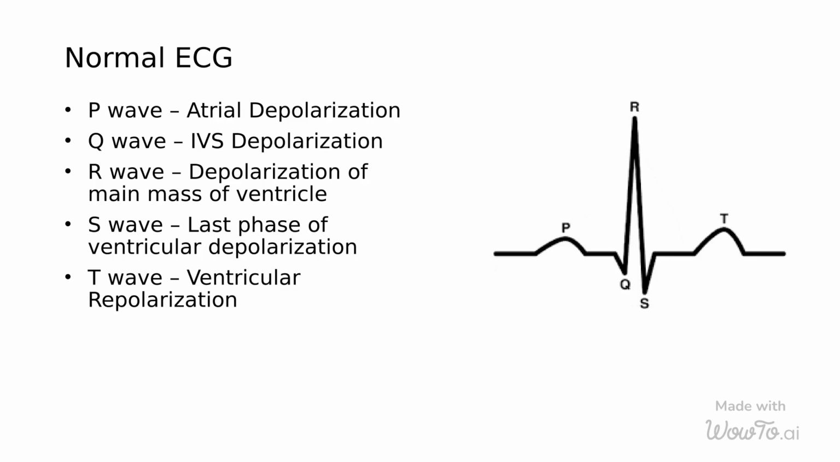The P wave represents atrial depolarization. This is the electrical activity that triggers the contraction of the atria, the upper chambers of the heart. It is the first wave in the ECG cycle.